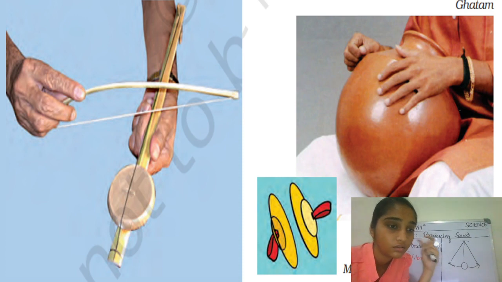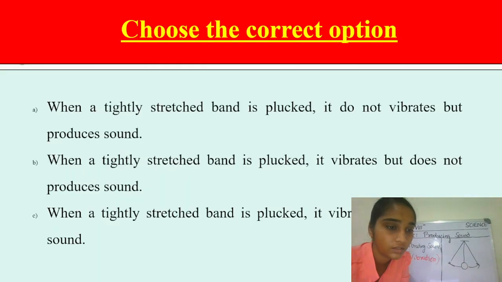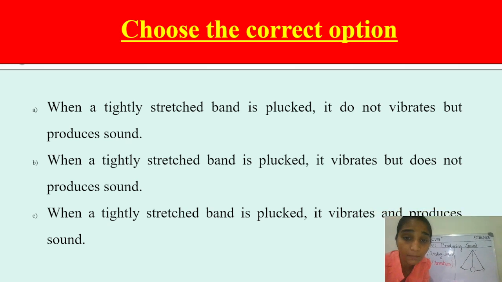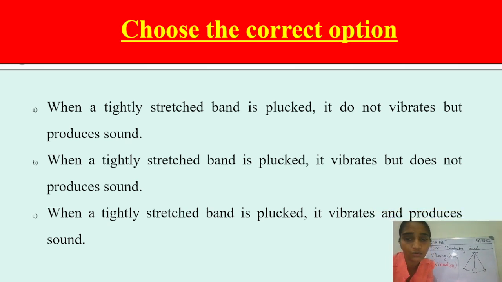So now, let's see. Okay, it's your time to answer now. Choose the correct option. A: when a tightly stretched band is plucked, it does not vibrate but produces sound. B: when a tightly stretched band is plucked, it vibrates but does not produce sound. C: when a tightly stretched band is plucked, it vibrates and produces sound. So students, what do you think the answer is? You have to choose among options A, B, C which is the correct one.